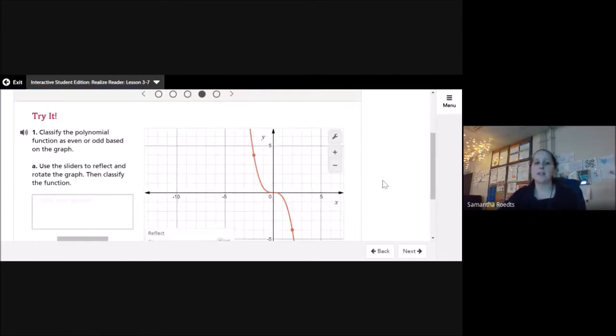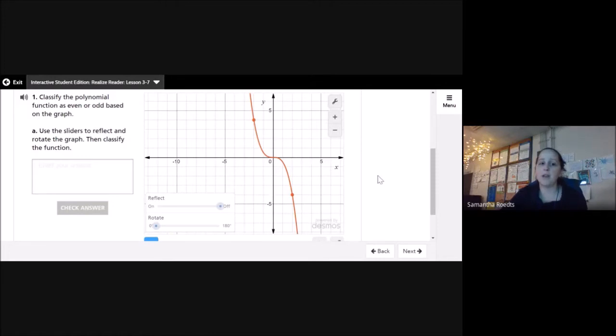So classify it. Classify the polynomial function as even or odd based on the graph. Use the sliders to reflect and rotate the graph, then classify the function. So looking at this, it looks like an odd function. If I reflect it, you can see that nothing matches up. The points don't match up. If I rotate it, it's going to be the same graph. You can see that these 2 points are the same. So this is an odd function.